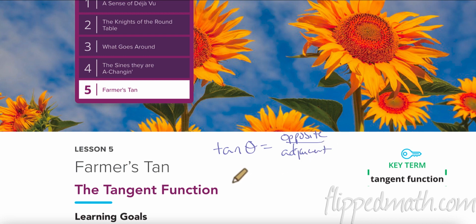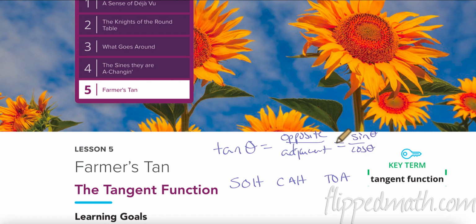So to recap, this is how I remember all of them. I say it so, ka, toa. Sine is opposite over hypotenuse. Cosine is adjacent over hypotenuse. Tangent is opposite over adjacent. Now, you'll also learn that tangent is sine over cosine.